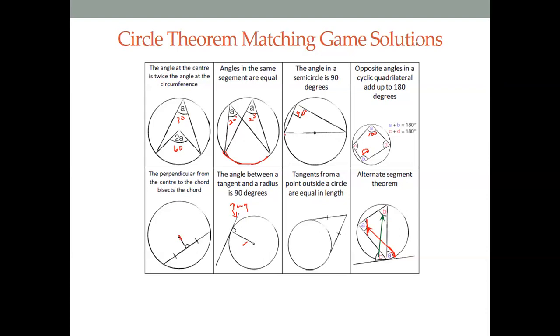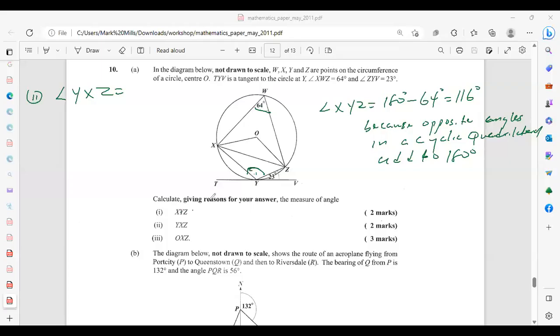All right. So can we go back to the question? So look at this again. They ask you to find angle XYZ, right? Angle XYZ meaning the opposite angles in a cyclic quadrilateral, right? Opposite angles in a cyclic quadrilateral add up to 180. So if this plus this will give me 180, which will be 180 minus 64, we give 116. We say because opposite angles in a cyclic quadrilateral add up to 180 degrees.